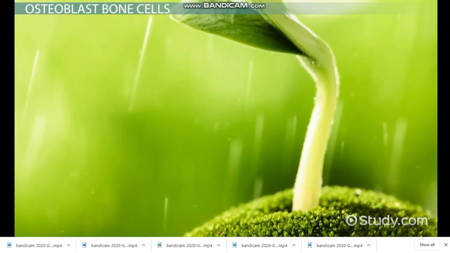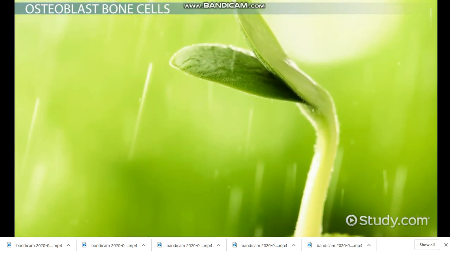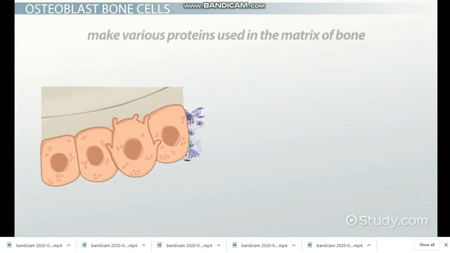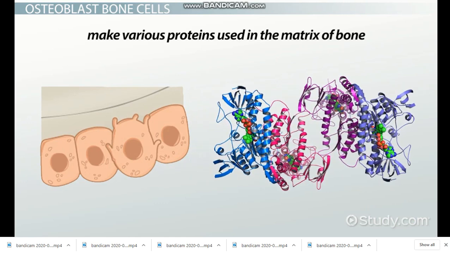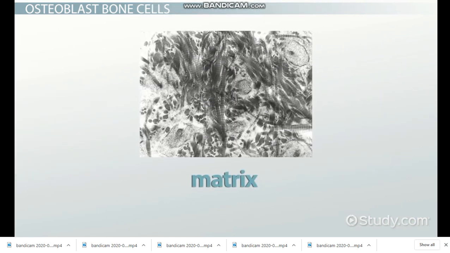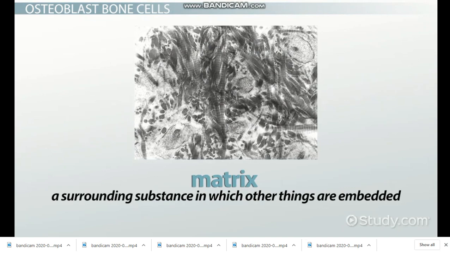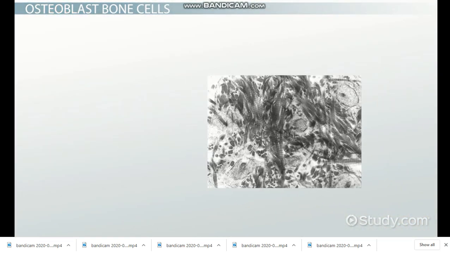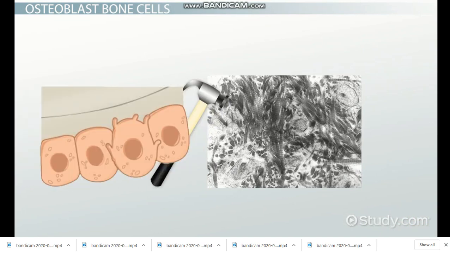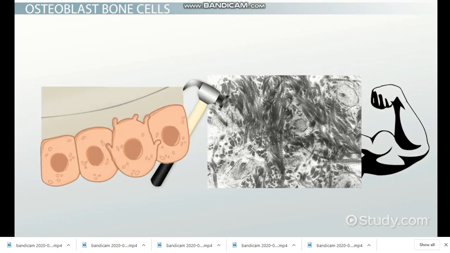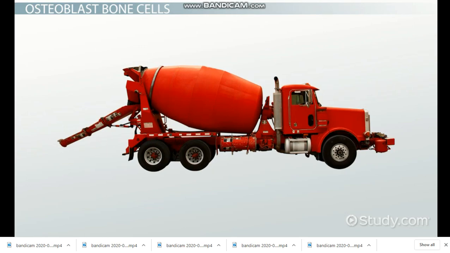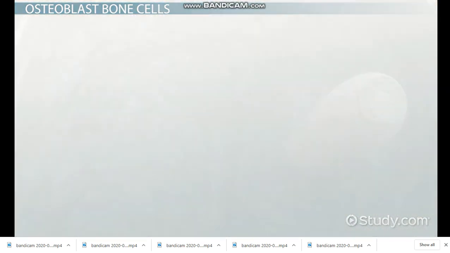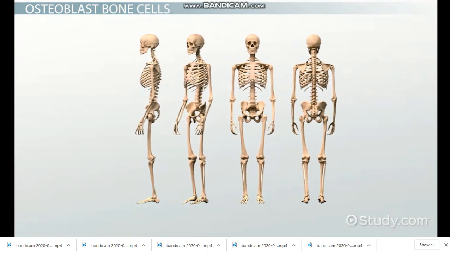The suffix blast is from the Greek word blastos, which means to germinate or sprout. The function of osteoblasts is to make various proteins used in the matrix of bone. The term matrix is generic for a surrounding substance in which other things are embedded, like cement in which rebar is inserted. Osteoblasts also control the mineralization of the matrix to make it solid and strong. Basically, they are cement mixers and adjust the content and consistency of the matrix, cement, that will be used to shape the foundation of bones.